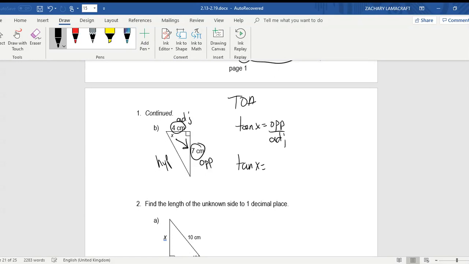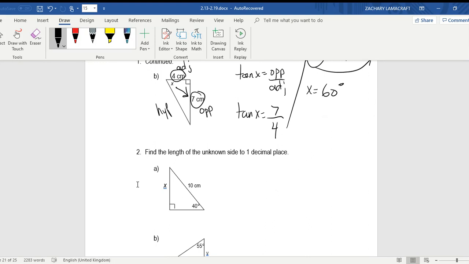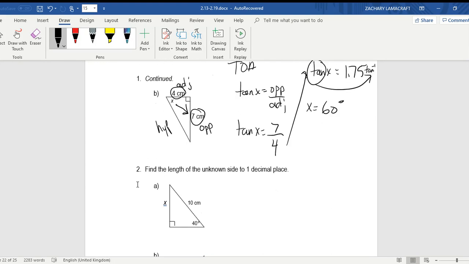Tan x would be equal to, we just sub our numbers in, so 7/4. Tan x would be equal to 1.75. We know if we're finding an angle, we got to move it over and it becomes tan -1. And our final answer would be 60 degrees. So you're going to have to start making some decisions on what you think here. Okay, make sure you get that down.